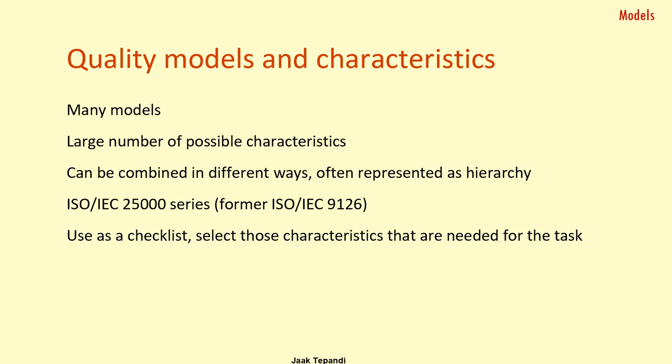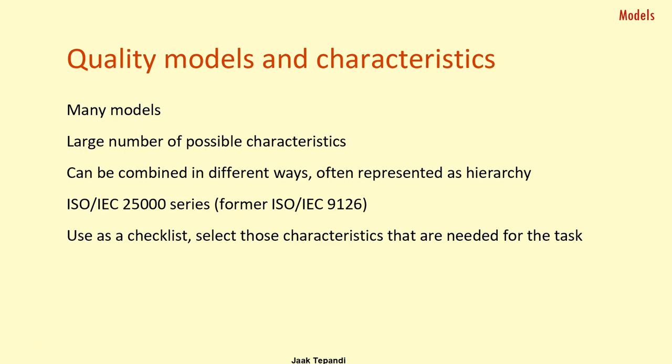Let's now have a look at some quality models and quality characteristics. There can be potentially a huge number of quality characteristics that can be expressed as software requirements. Due to this large number of requirement types, these characteristics are often represented as a hierarchy, and this is used also in the ISO/IEC 25000 series, which we discuss today.